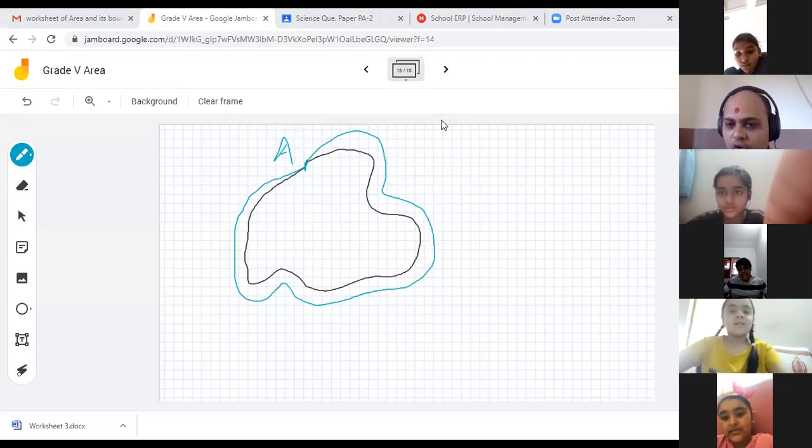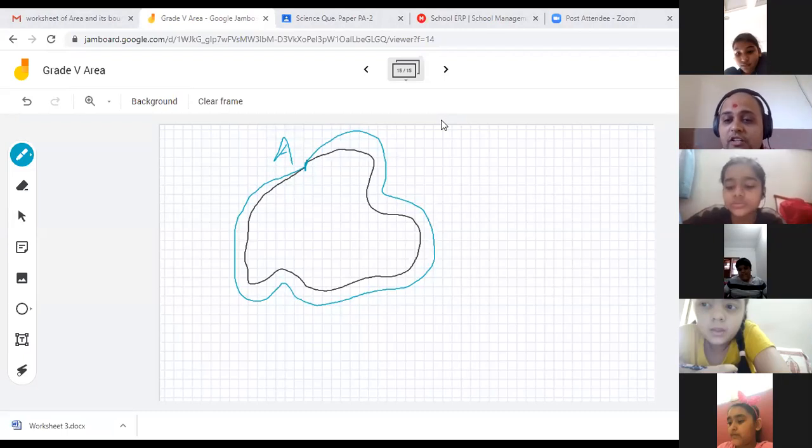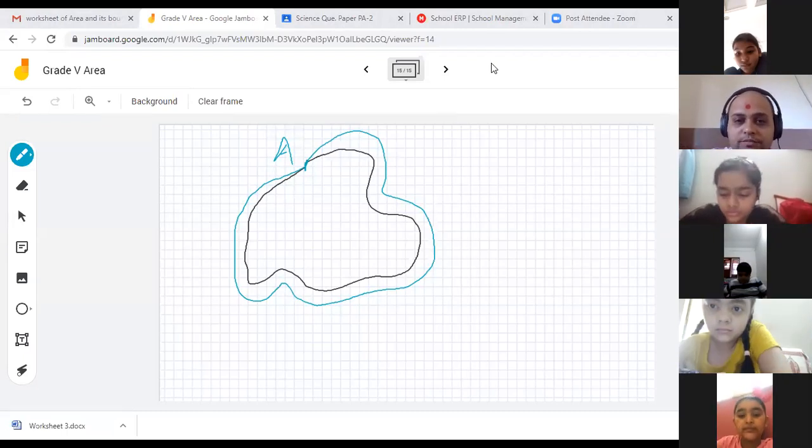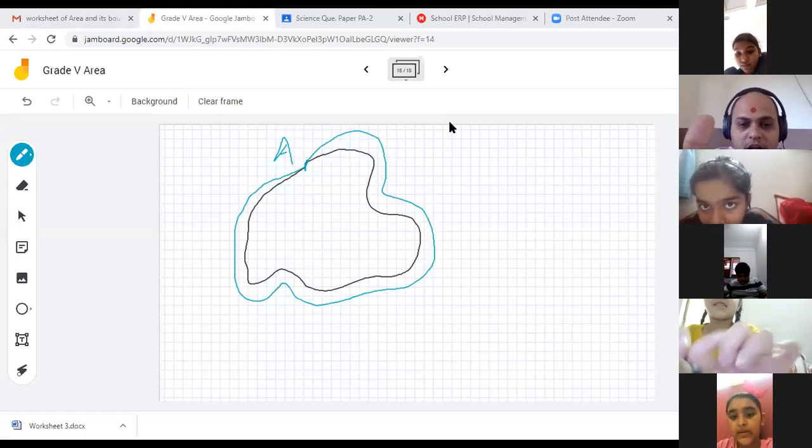Don't write this one. Okay, now I want to measure the area. Now how to measure area? Now this is the question for you. This is the answer to your question, Mahir. Why is it considered as square centimeter or square meter? Okay, now pay attention. How do we find?